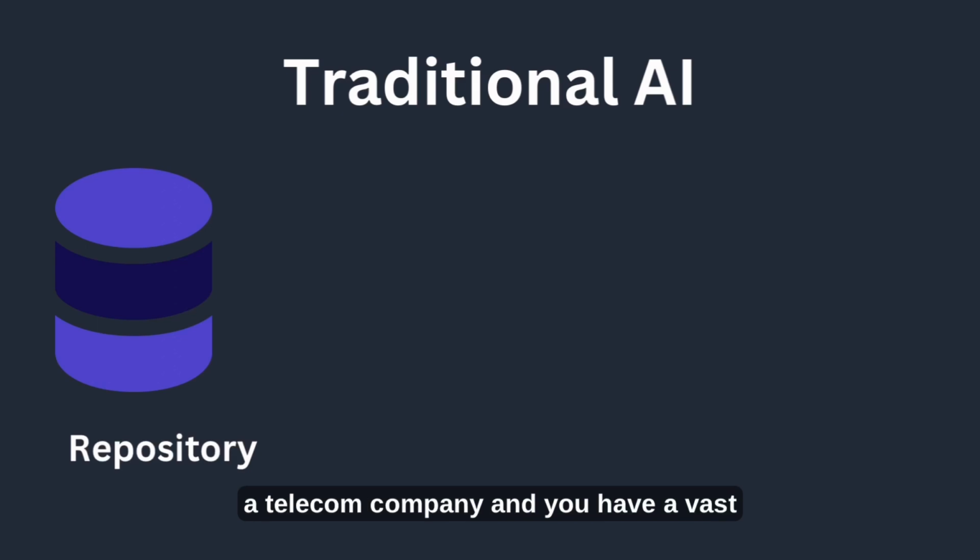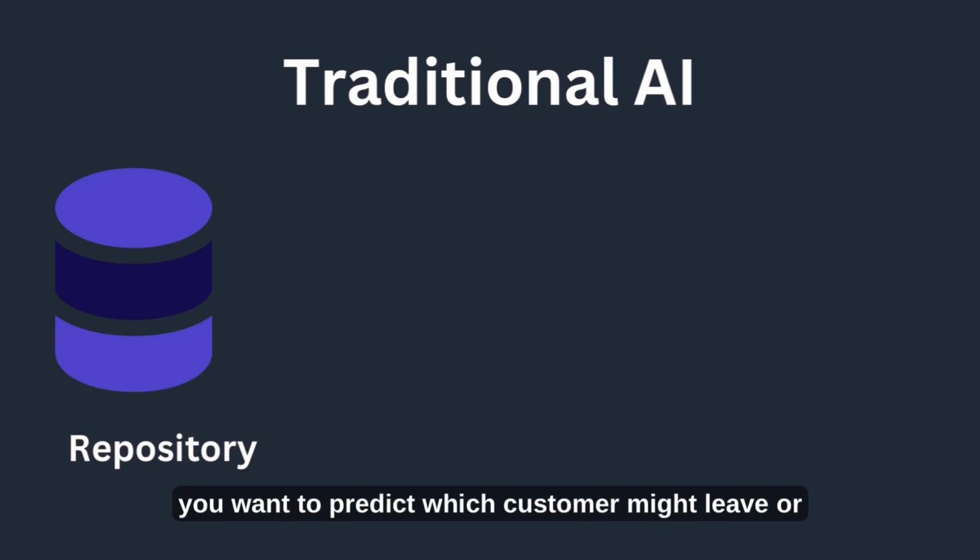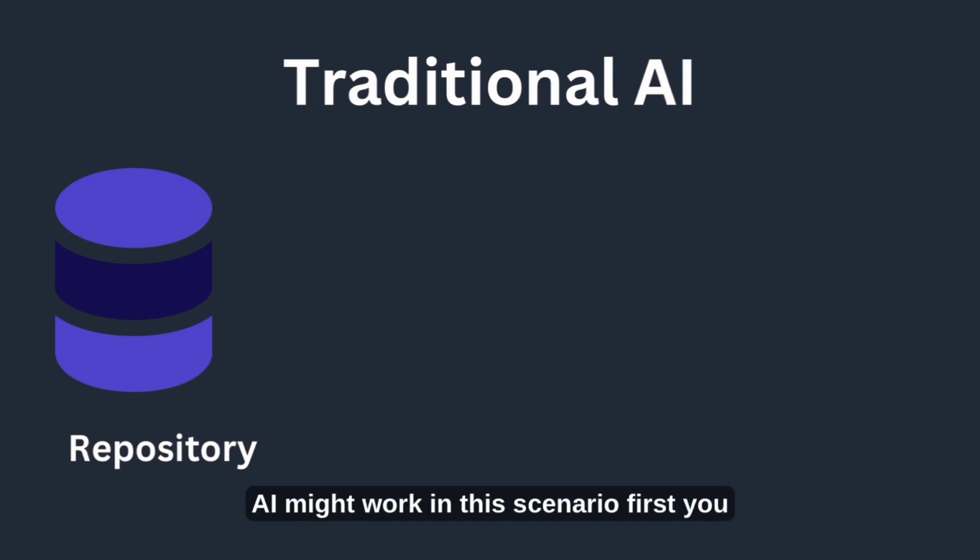Imagine you are in a telecom company and you have a vast repository of customer information, everything from their usage patterns to their subscription details. Now you want to predict which customer might leave or cancel their service. Here is how traditional AI might work in this scenario.